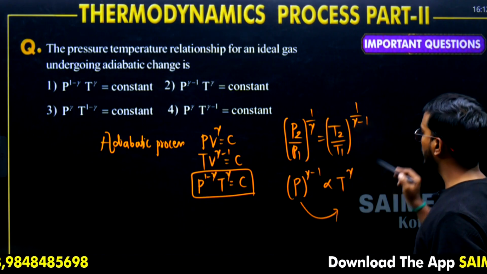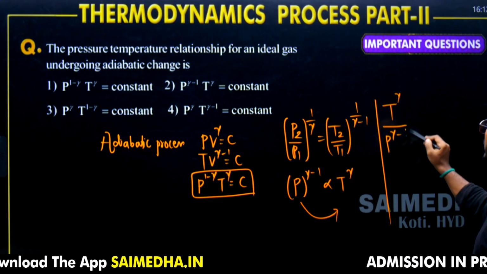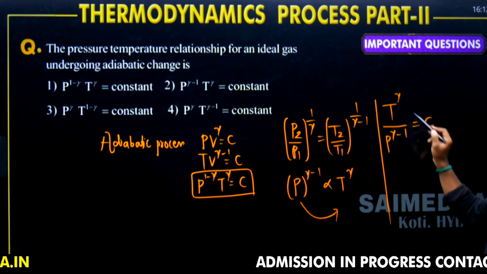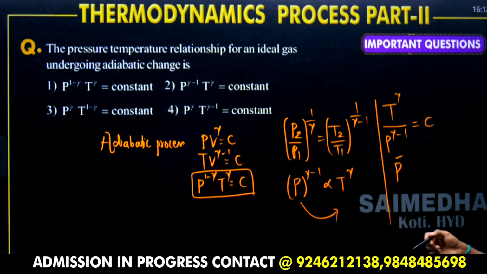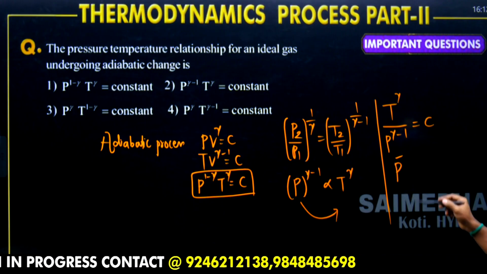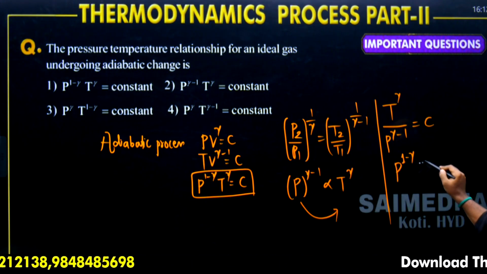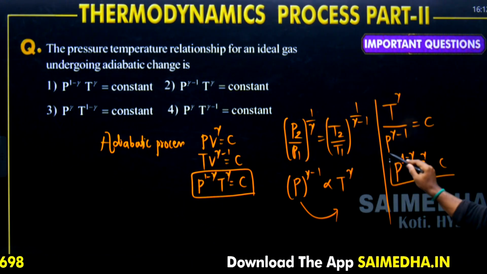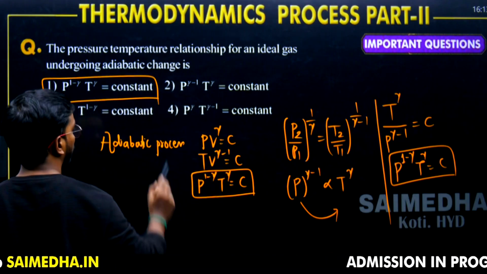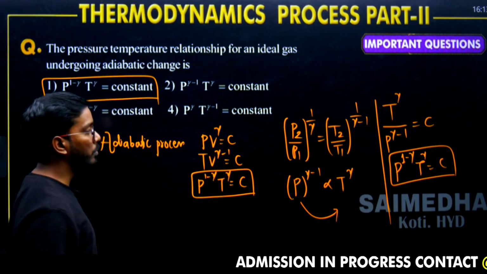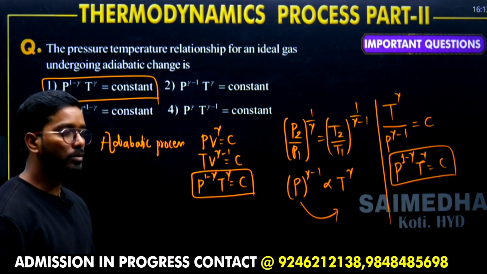Send this gamma minus 1 to the left hand side, this is pressure power gamma minus 1, directly proportional to temperature. 1 by gamma sent to the right hand side, this is gamma. Send it to the denominator, then what it will become? T power gamma divided by P to the power of gamma minus 1 is equal to constant. Send this denominator to numerator, it will become minus of gamma minus 1, that is 1 minus gamma. So this is P to the power of 1 minus gamma, T to the power of gamma is equal to constant. So what is the correct answer now? Option number 1. Other relations also I have given over the board: PV power gamma equal to constant, TV power gamma minus 1 is equal to constant.